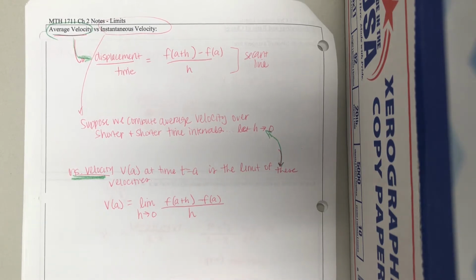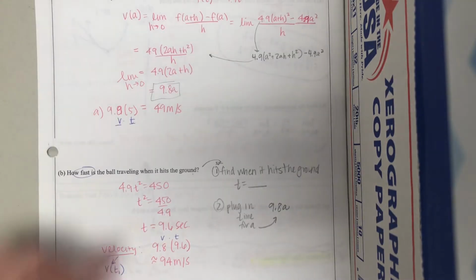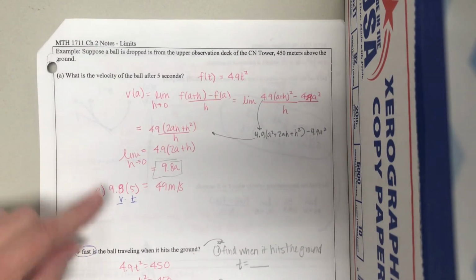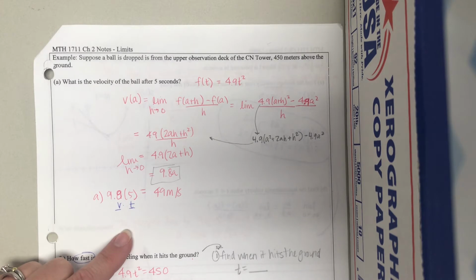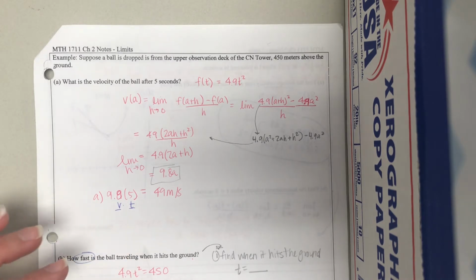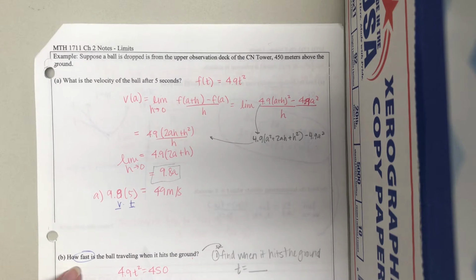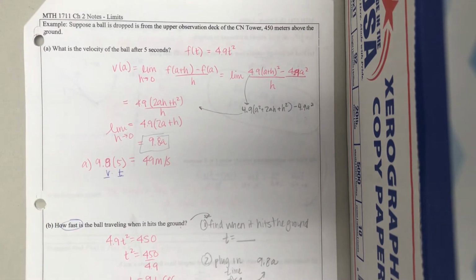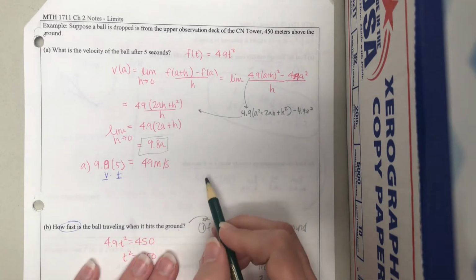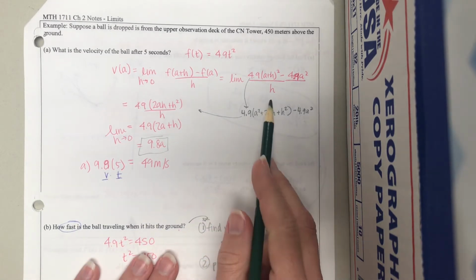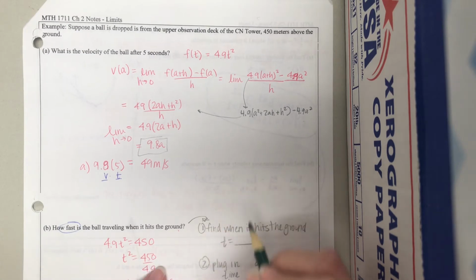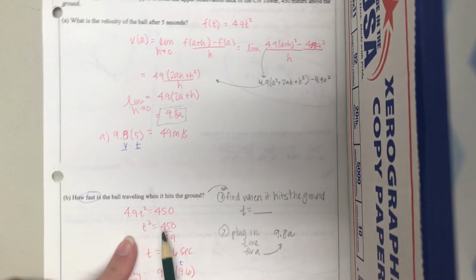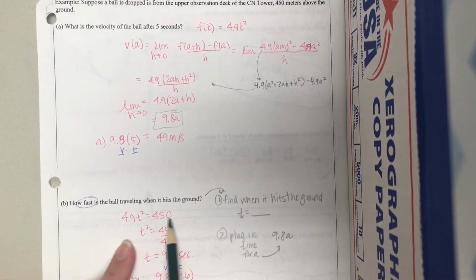So we began this problem in morning class, and we got here. And where I'm going to take over is: how fast is the ball going to be traveling when it hits the ground? Well, the first thing you have to find out is when does the ball hit the ground? So we know it's from the CN Tower, that's 450 meters. So we're going to set our formula equal to 450 meters. T is time, how long does this ball need to travel?